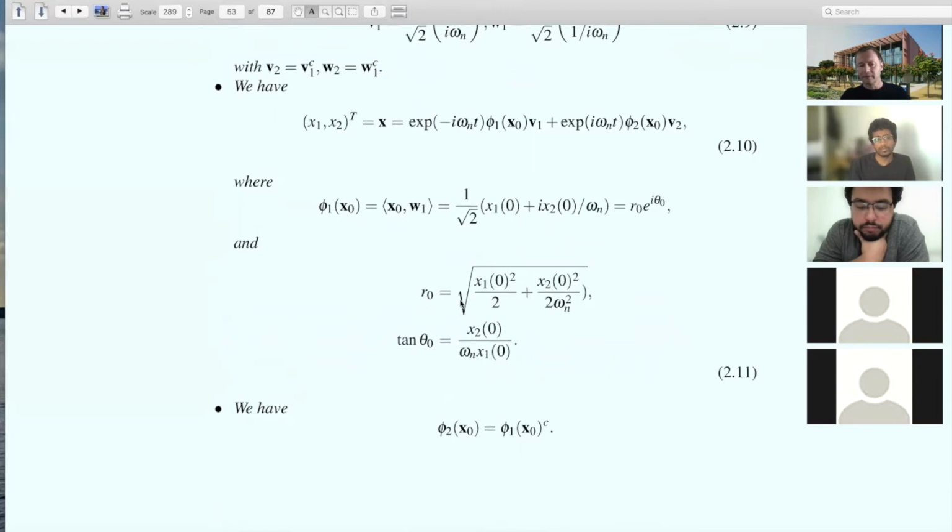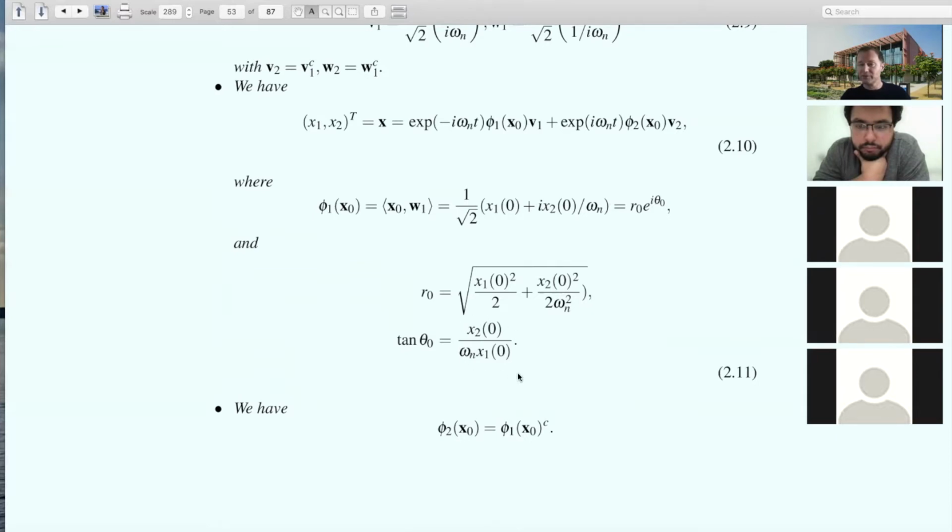R0 is the square root of x1 of 0 squared divided by 2 plus x2 of 0 squared divided by 2 omega n squared. Maybe you can almost immediately see that R0 squared is just energy divided by the stiffness. So that's an invariant, right? And then tan of theta 0 in this expression here is x2 of 0 divided by omega n x1 of 0.